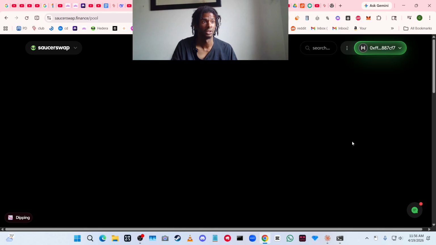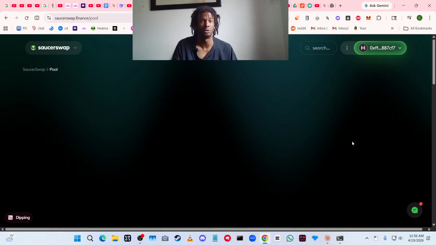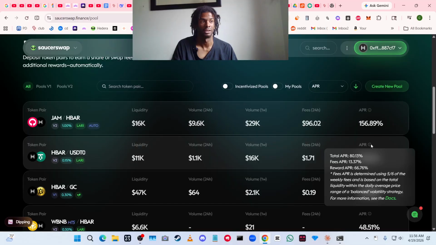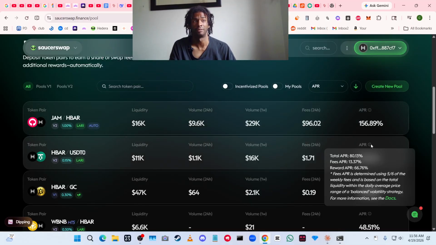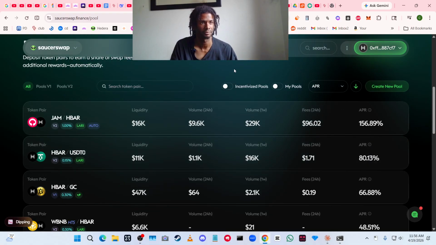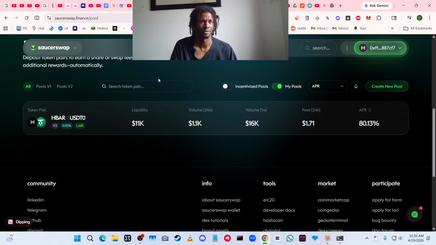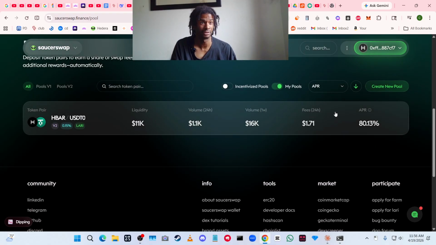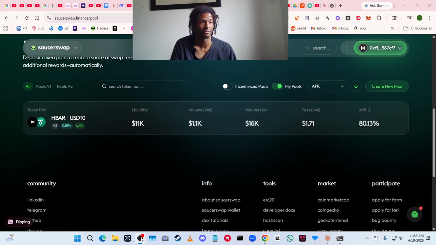That's how you would use the rewards to get more money. You're not getting paid in fees or HBAR, you're getting paid in those rewards. And that's my pool, HBAR USDTO, 80%, and it's been doing its thing, you know what I'm saying?